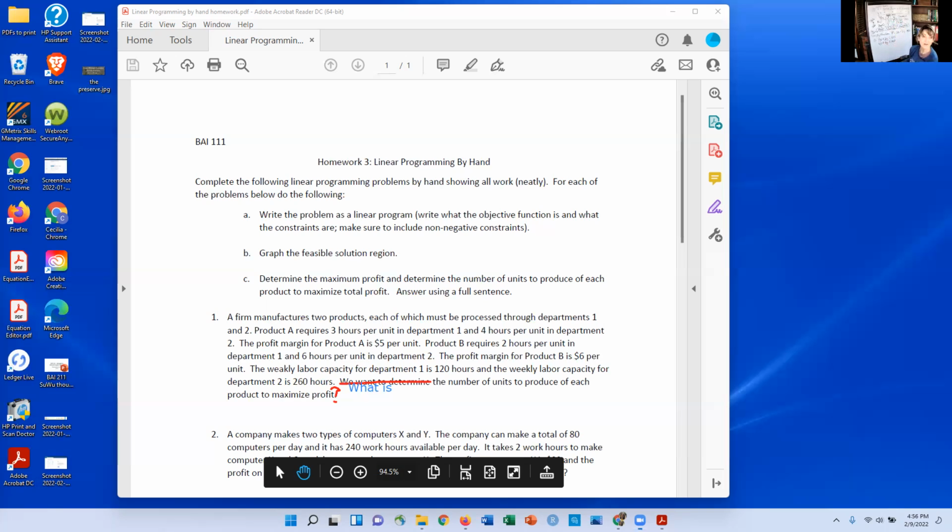Then I'm going to ask myself, does it make sense in this problem to have negatives? Does it make sense to have negative product A made and negative product B made? No, that's clear, right? So that means x has to be greater than or equal to 0 and y has to be greater than or equal to 0. And these are what we call the non-negative constraints.